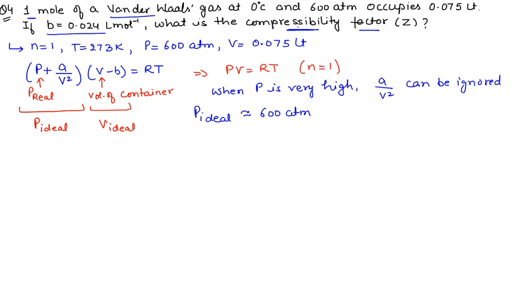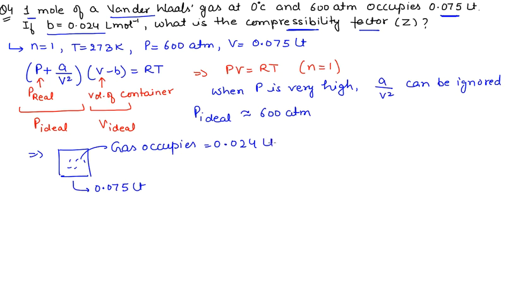Clear? At very high pressure, now this V minus B cannot be ignored, because when the pressure is very high, volume must be very low. So in a very low volume, that is 0.075 liter, suppose you have a container having a total volume 0.075 liter, and in that the gas actually occupies 0.024 liter per mole, and yes, we are given 1 mole of gas.